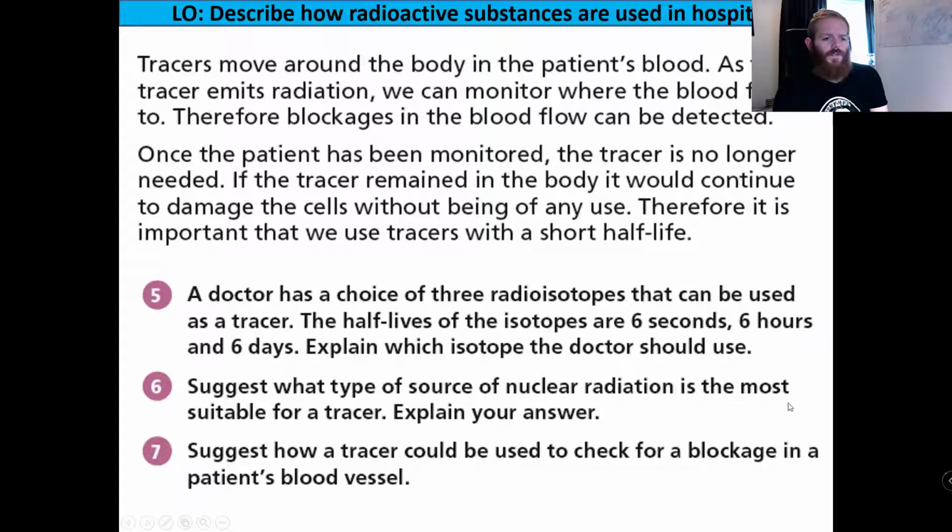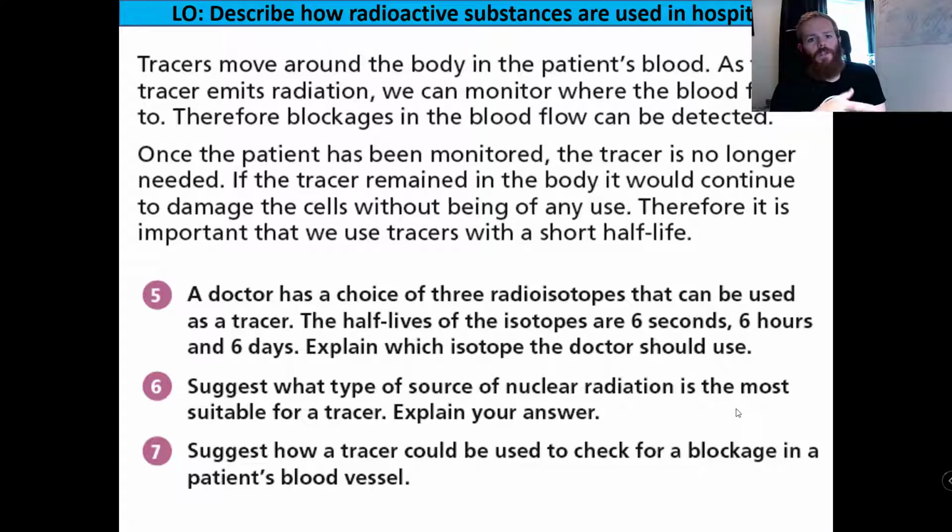Suggest what type of source of nuclear radiation is the most suitable for a tracer. So when it's talking about source, it means alpha, beta, or gamma. It's gamma. The reason it's gamma is because that can easily, effortlessly, if you like, pass through human tissue and bone. That's not going to get in its way. So we can easily detect it using whatever we're going to detect it with.